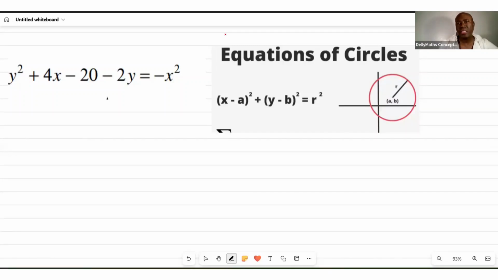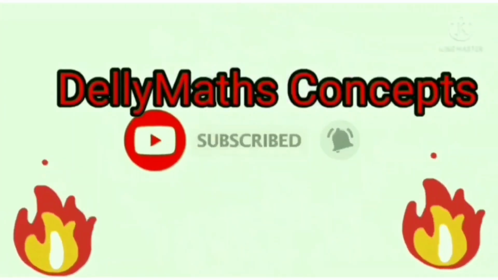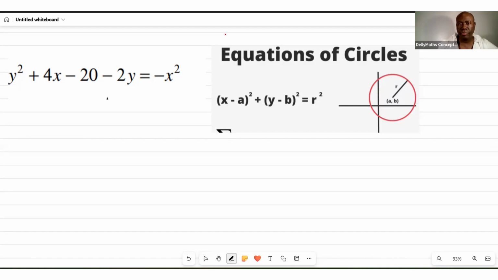Today we're looking at the equation of a circle. Okay, so here is the format for the equation of a circle. With this format, we're able to tell the center and the radius from it. So it is called a center radius format. Let us quickly look at the idea.